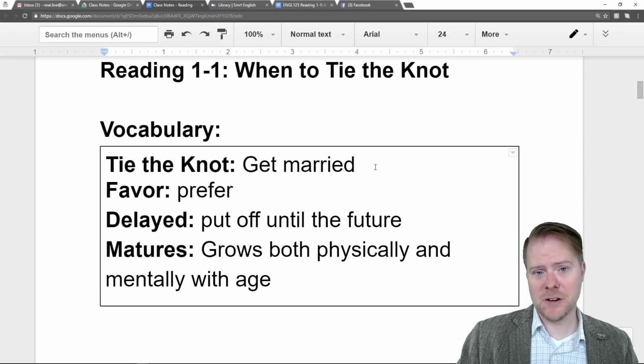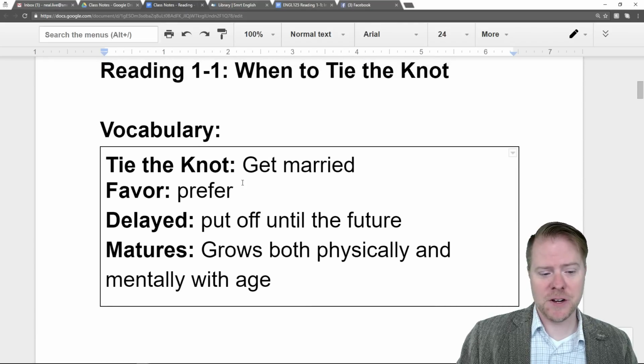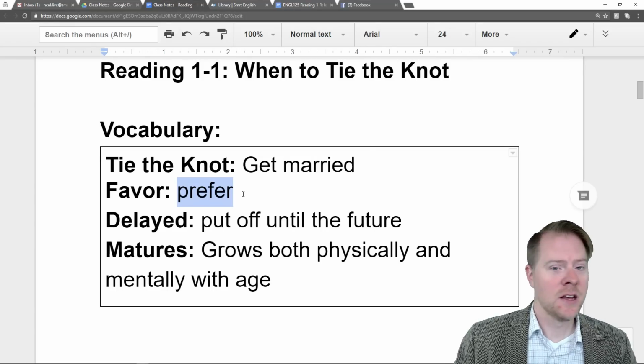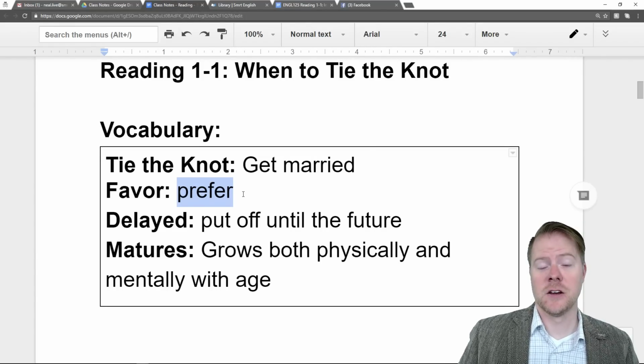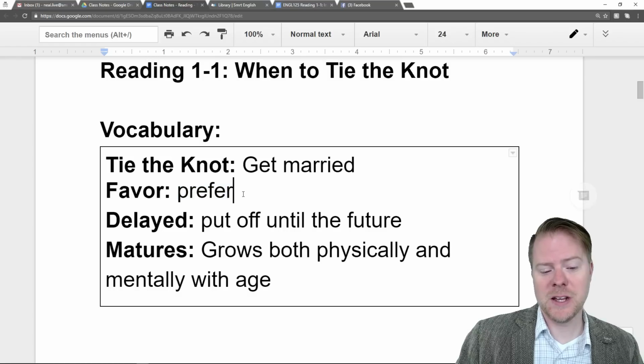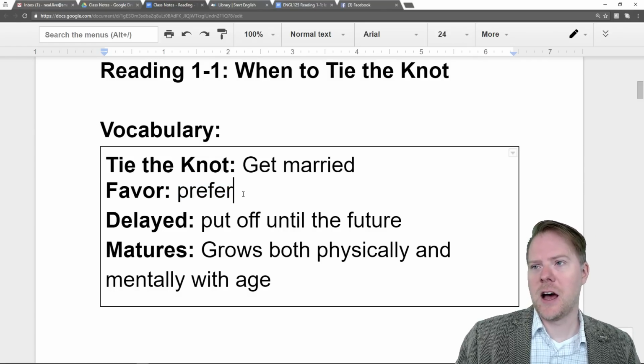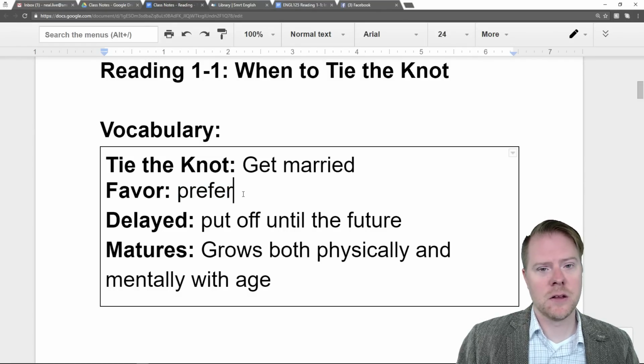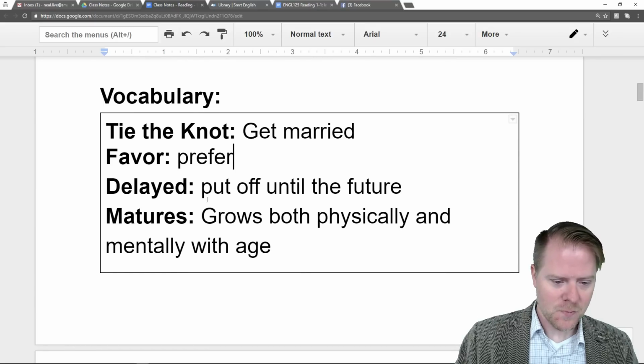Some other vocabulary words we have to know is that the word favor actually means prefer. Favor means prefer in this case, not like do me a favor, like will you do something for me? This one means prefer, like I favor football over baseball.